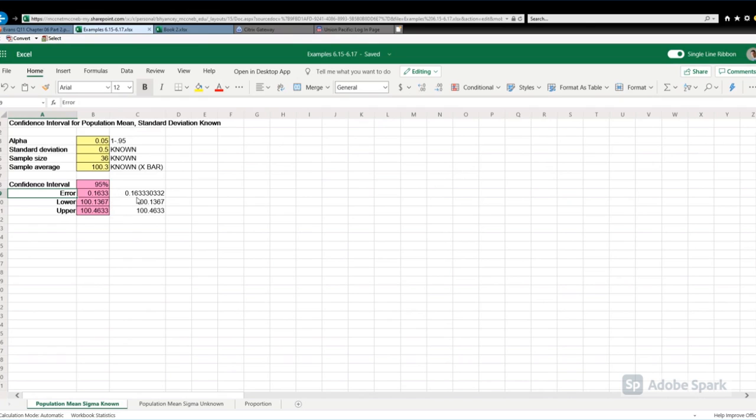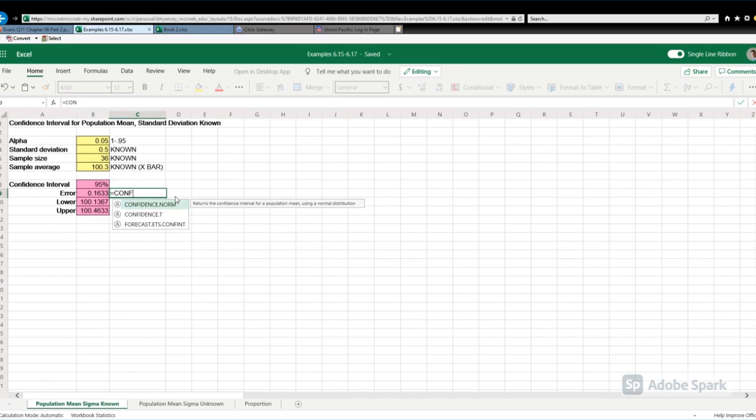Now we want to obtain our confidence interval terms. So starting with the confidence interval error, we're going to take equals CONFIDENCE.NORM. We can just click the tooltip. Open parentheses, we want the alpha, the standard deviation, and the sample size. We have little commas after each term. We close our parentheses.